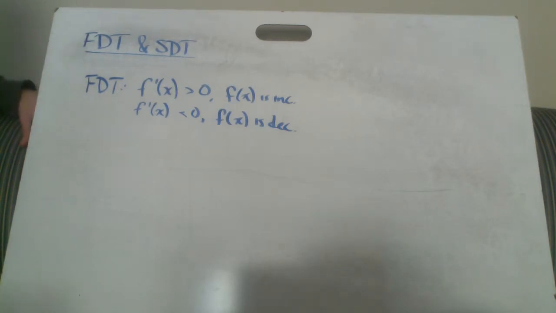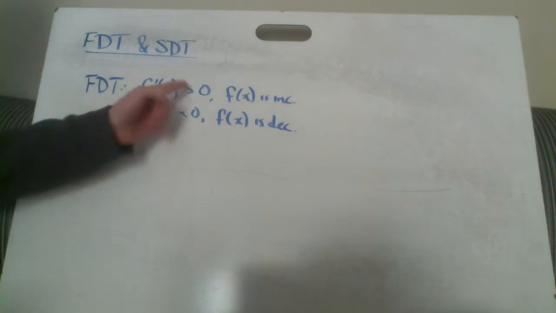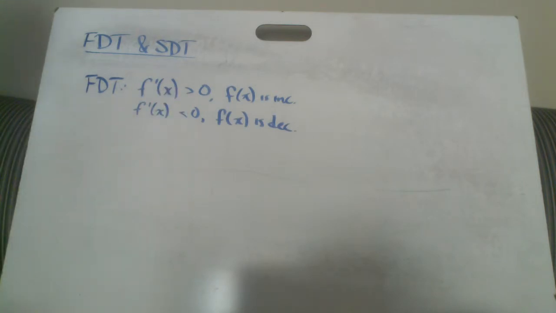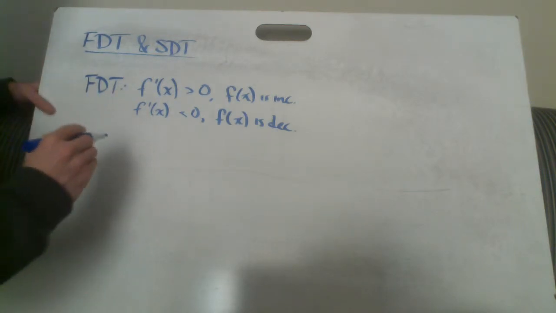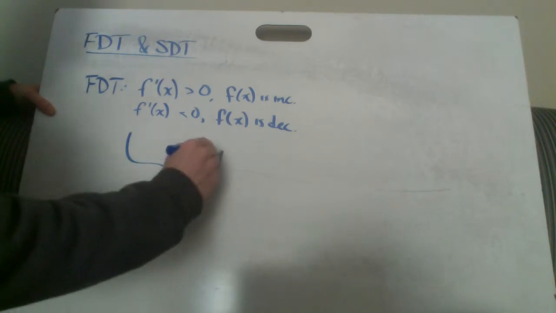Oftentimes we use this test to find when f prime of x is equal to 0, because that's a point right in here that we don't talk about. What is happening? And so there are a couple of things that could be happening there, right? Let me show you an illustration of this function.